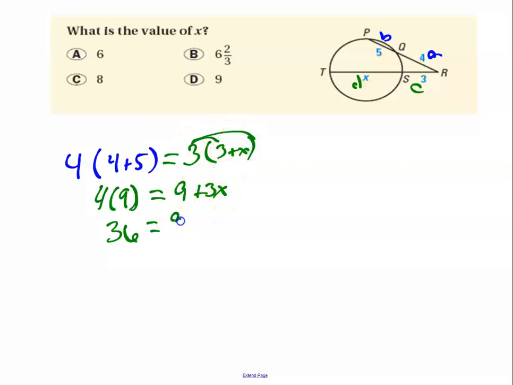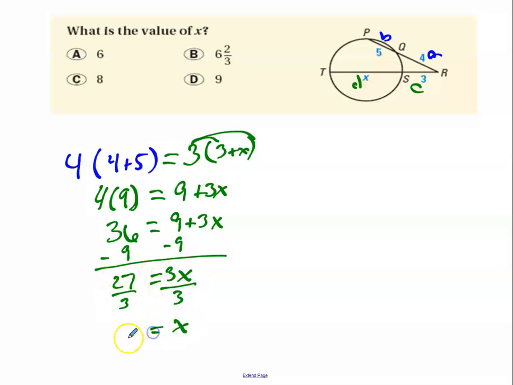And so then I'm going to subtract the 9 from both sides. 36 minus 9 is going to be 27. Divide by 3, and x equals 9, which is B. Or sorry, D. Circled the right one, said the wrong letter. The answer is D.